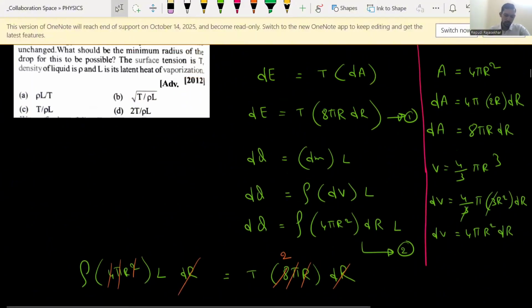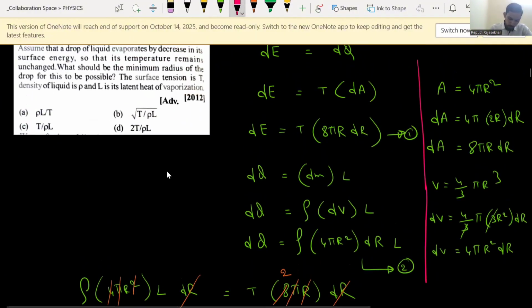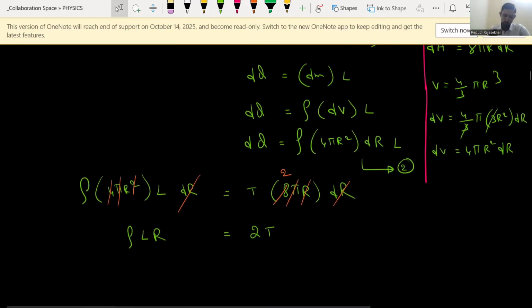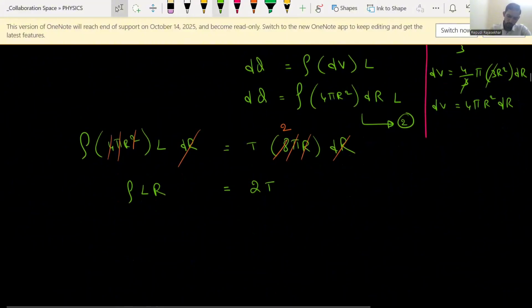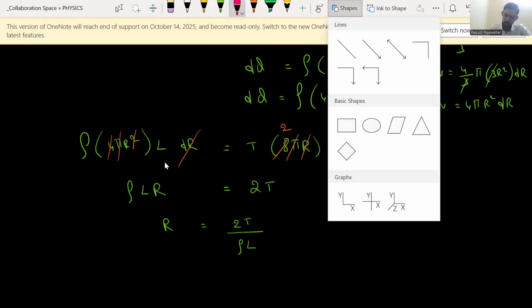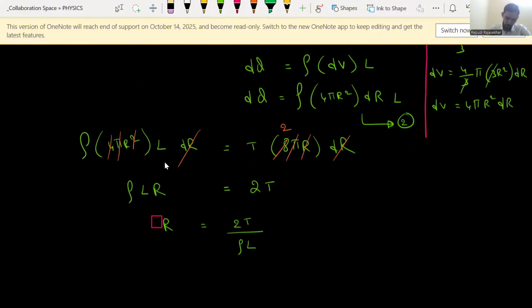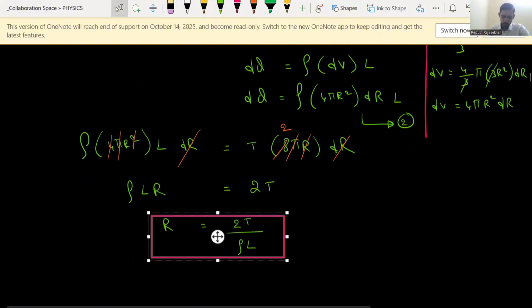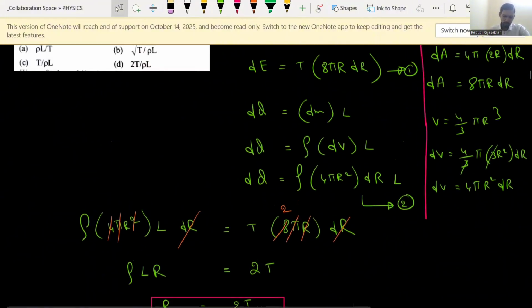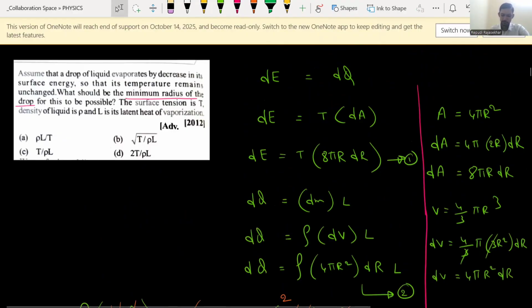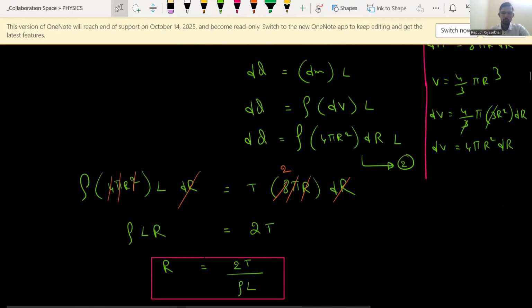Now in the question they're asking us to find the minimum radius of the drop. That means we need to get the R value here. Minimum, what should be the radius? So finally we can write R equals 2T divided by rho into L. So this should be the answer for the given question. So R equals 2T divided by rho L. So the answer is D.